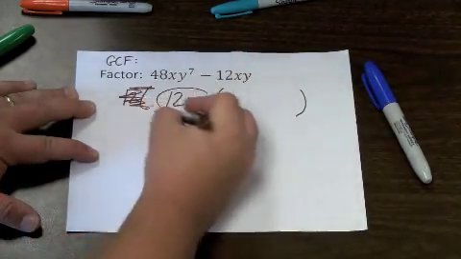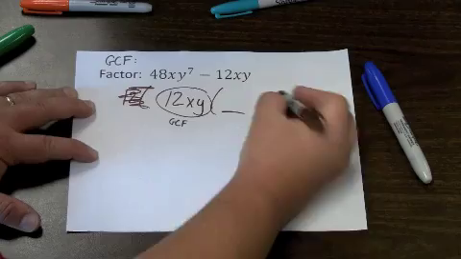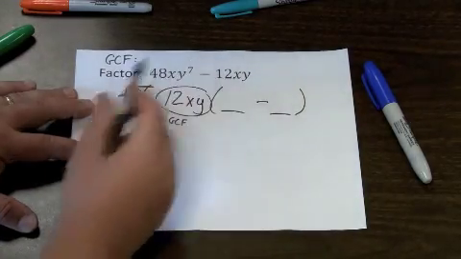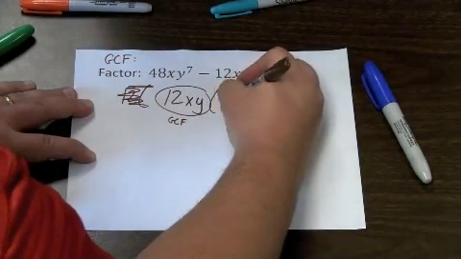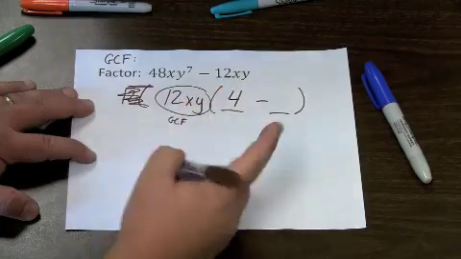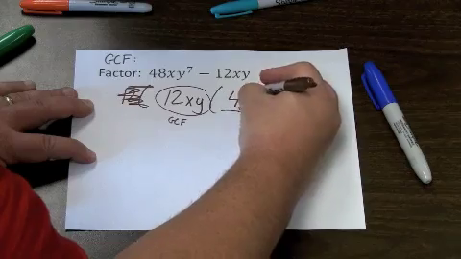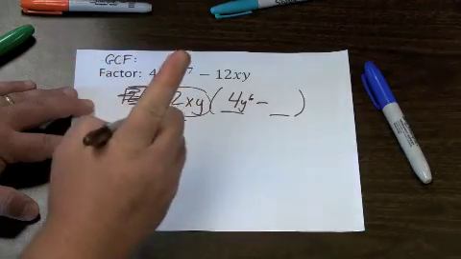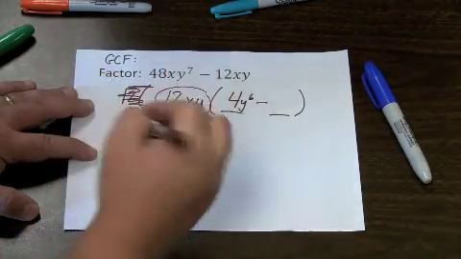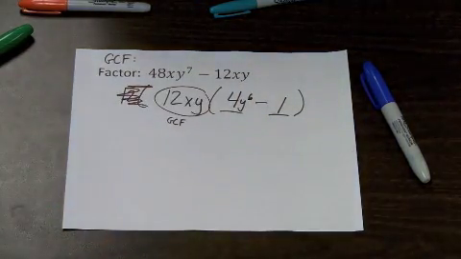Now when you're doing GCFs, you write the GCF and then you write what's left over. There's two blanks here because there's two items to begin with. So 48 divided by 12 is going to be 4. x divided by x is going to be 1. y to the 7th divided by y is going to be y to the 6th. Then we have 12 divided by 12, which is 1. x divided by x is 1, and y divided by y is 1. So we have 4y to the 6th minus 1.